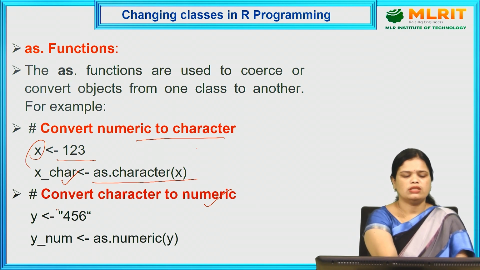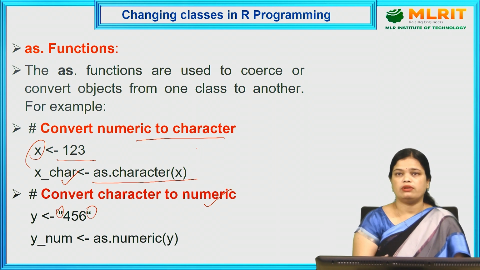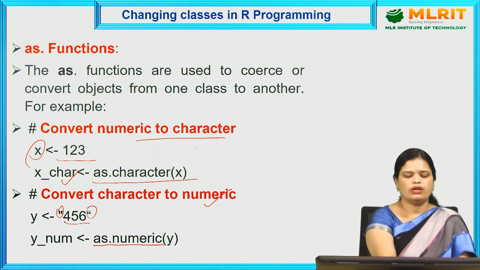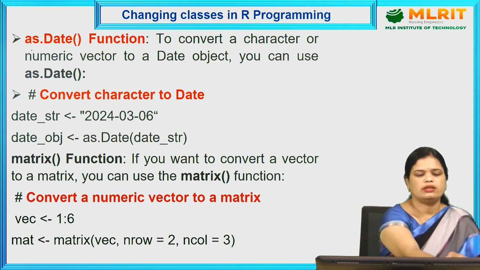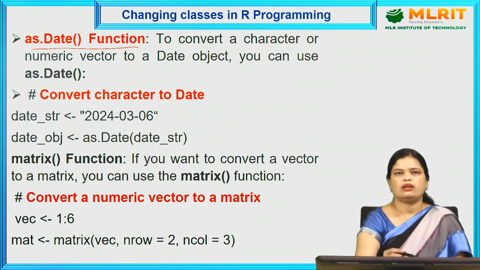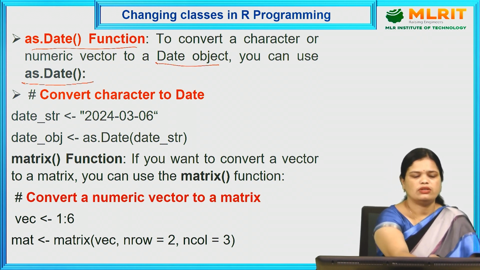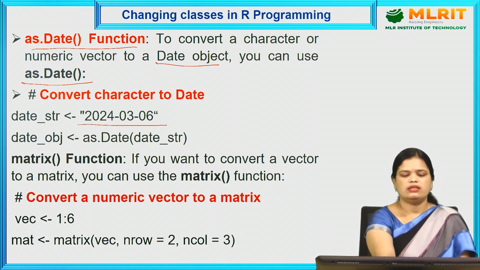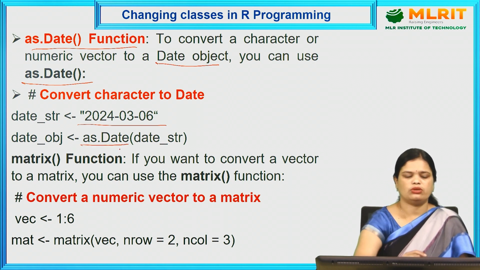Next example, converting a character into a numeric. You are using a string here, because the number is between double quotations, so it will be considered a character. Using the as.numeric function, the value 4, 5, 6 will be converted into a numeric value. And you have the as.date function to convert a character or numeric vector to a date object. This is an example: you are taking a string date, and it will be converted into a date object by using the as.date function.